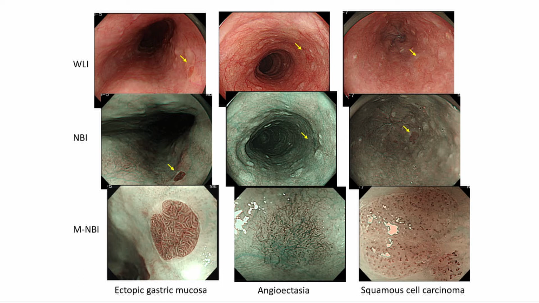Now this is something where you can make out the vessels very well. This is an angioectasia. Now this is looking brown. Here both are looking fairly similar, but when you go to magnification and look, you can make out this is a squamous cell cancer.